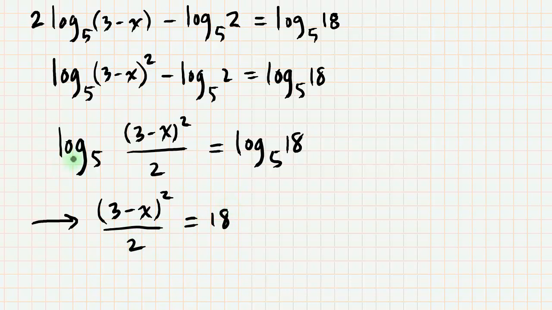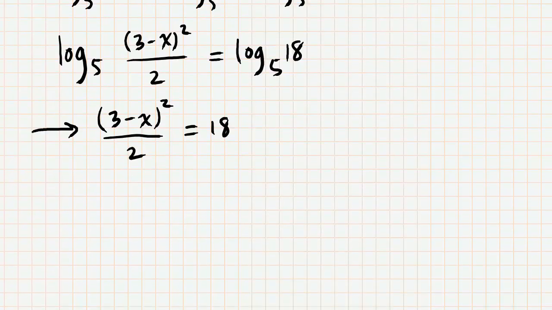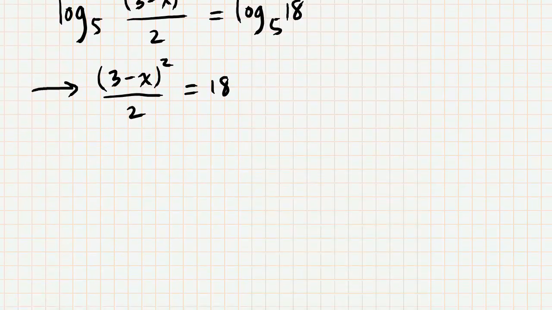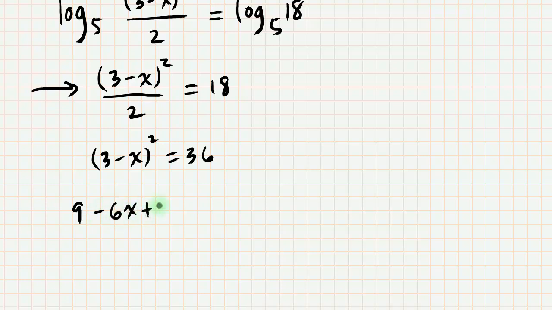Now we are not dividing out the log base 5 symbol. We are using a concept that two logs are equal if and only if their arguments are equal. And now this leads us to (3 minus x) squared equals 36. And if we FOIL this out, we'll have 9 minus 6x plus x squared equals 36.